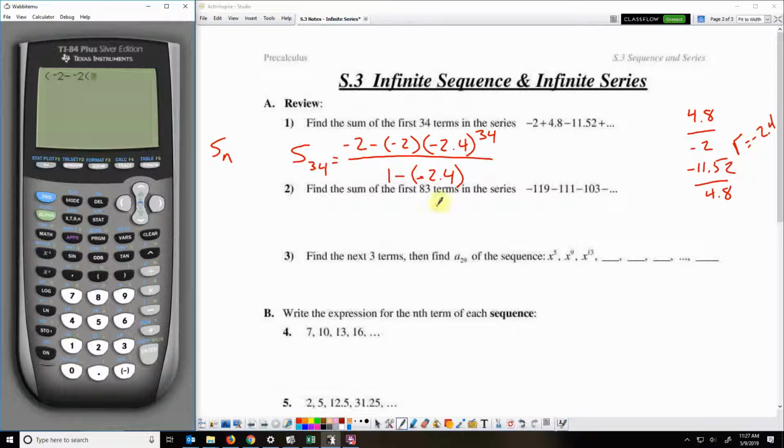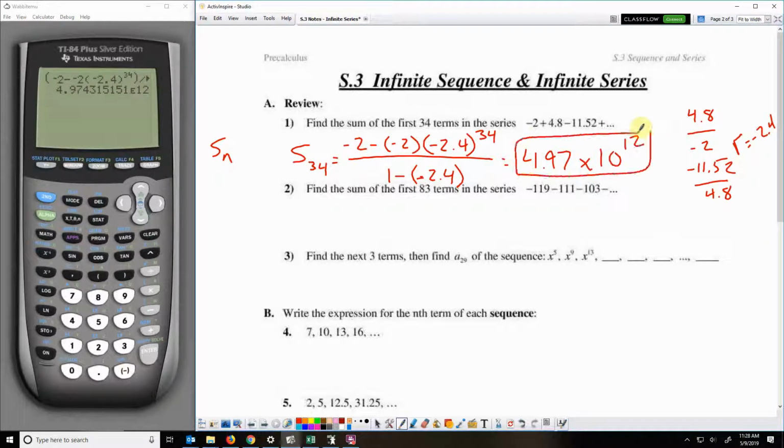When you are raising a number to a power, if there's a negative there, you must have parentheses that include that negative and then close before the power. Okay, so there's our entire numerator in parentheses divided by the denominator also in parentheses. And we get about 4.97 times 10 to the 12th power.